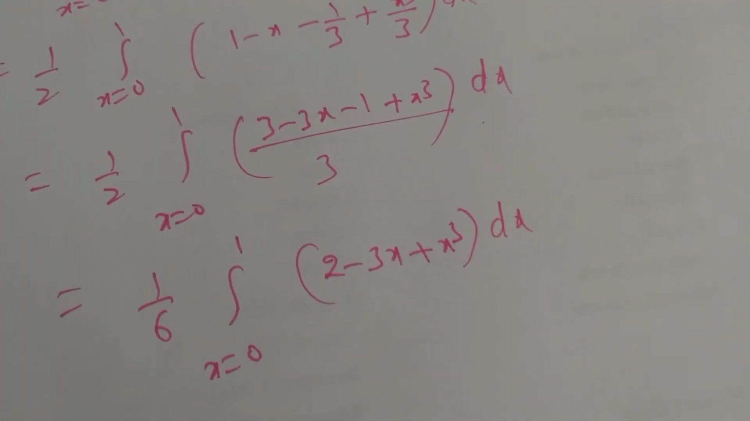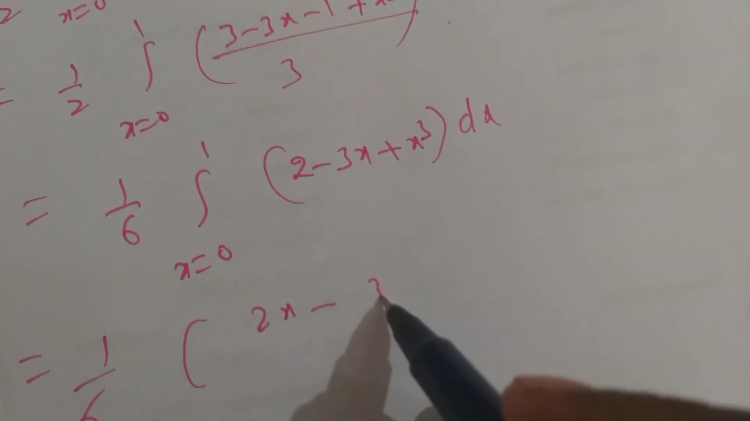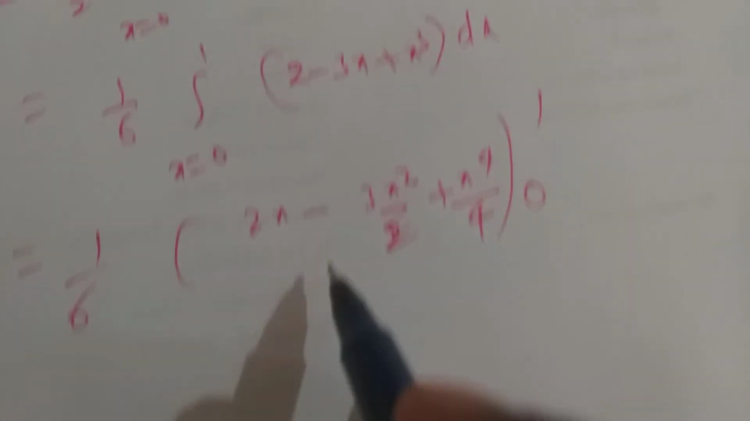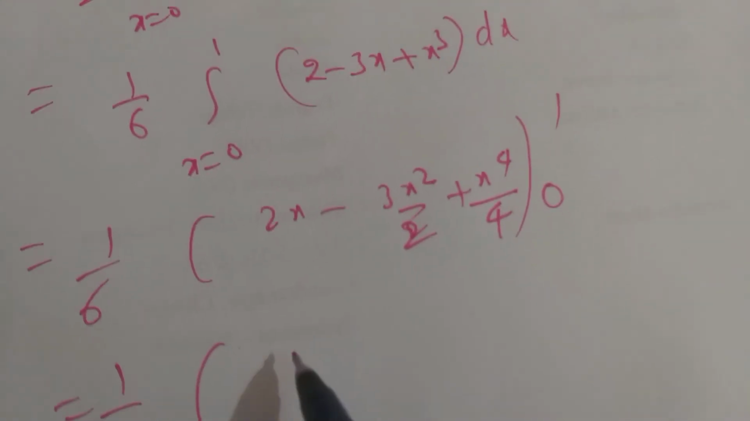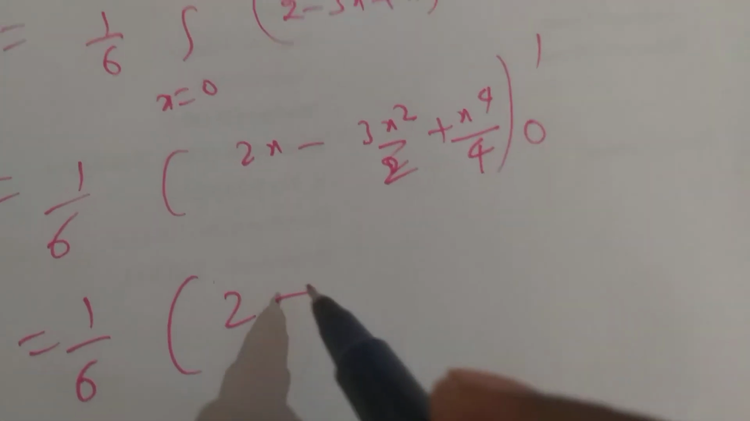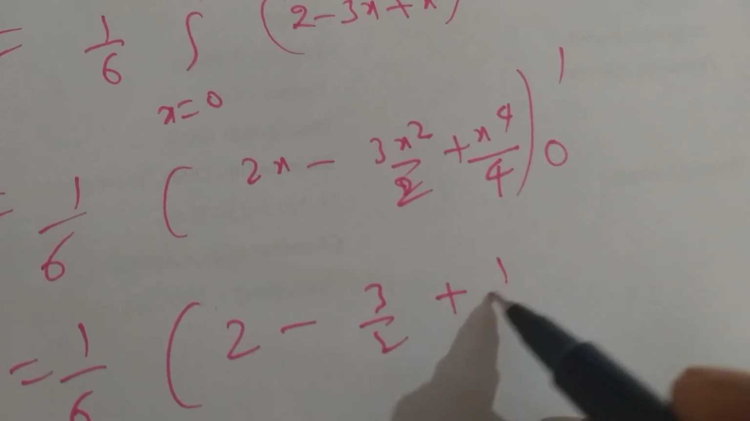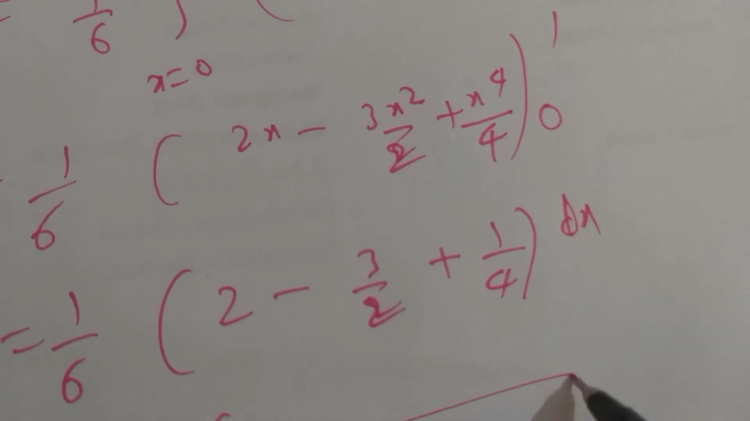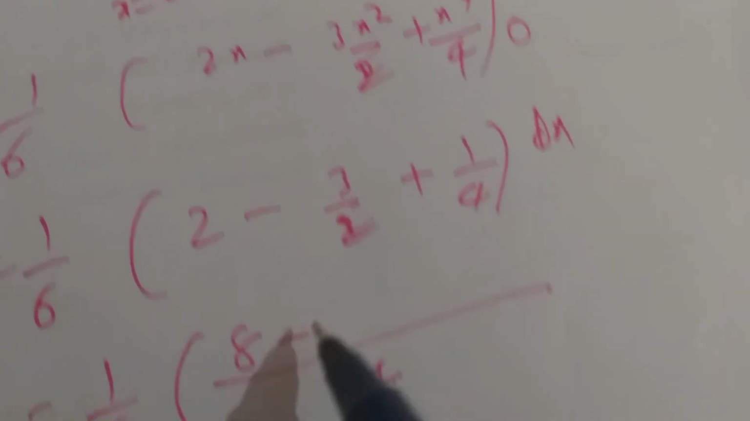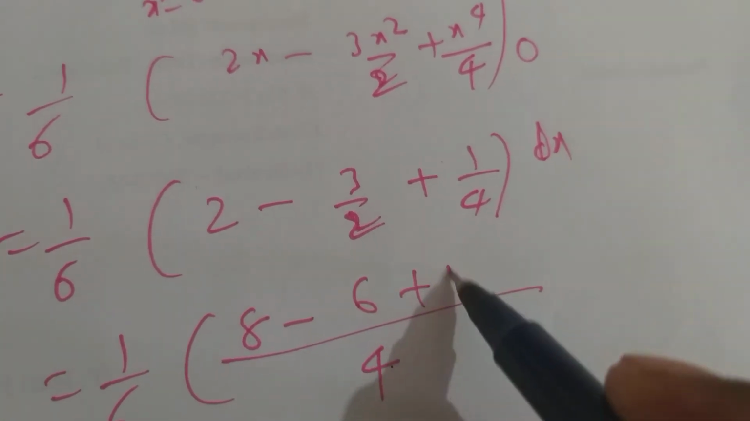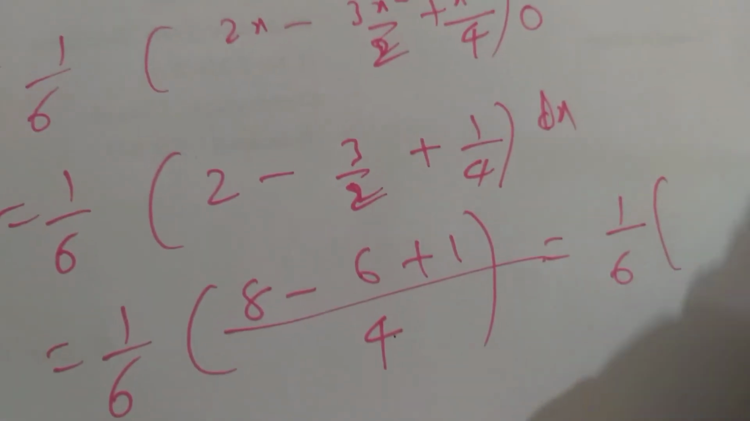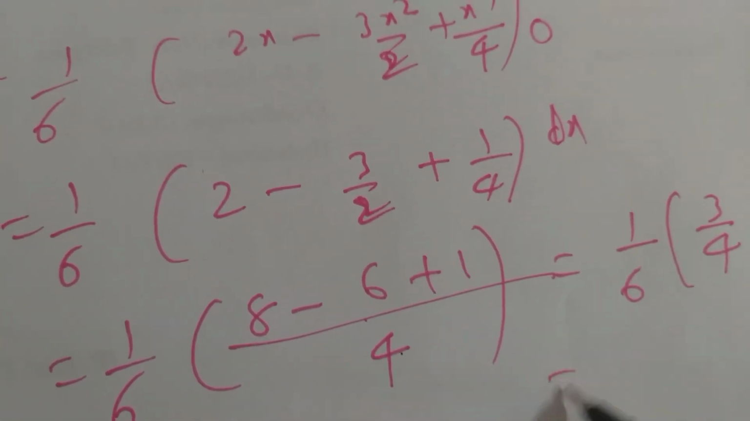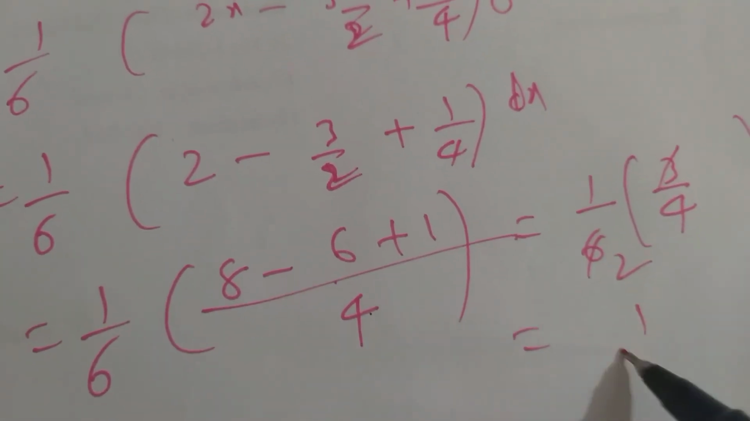Now integrating with respect to x gives 2x minus 3x squared by 2 plus x power 4 by 4, limits 0 to 1. So 1 by 6, when you substitute the upper limit in place of x, it is 2 minus 3 by 2 plus 1 by 4, and the lower limit is 0. After simplifying this, LCM is 4, so 1 by 6 times (8 minus 6 plus 1) by 4, that is 3 by 4, and the 6 and the 3 get cancelled. The answer is 1 by 8.